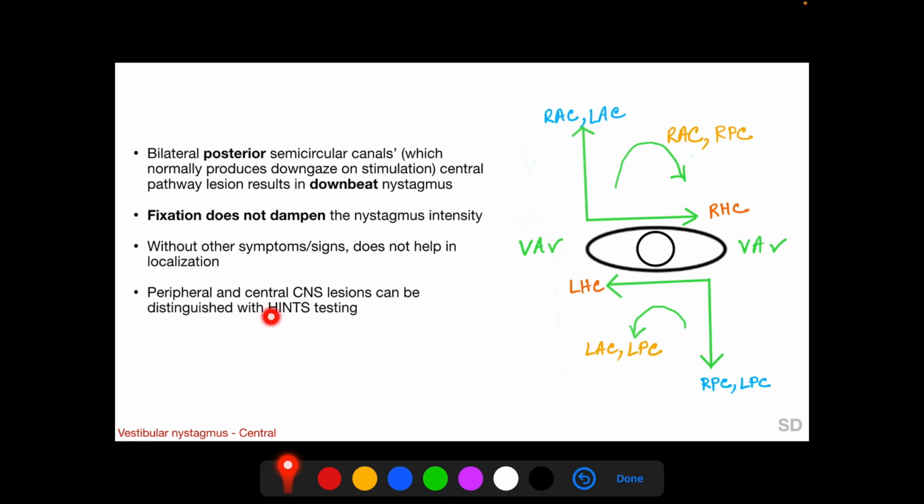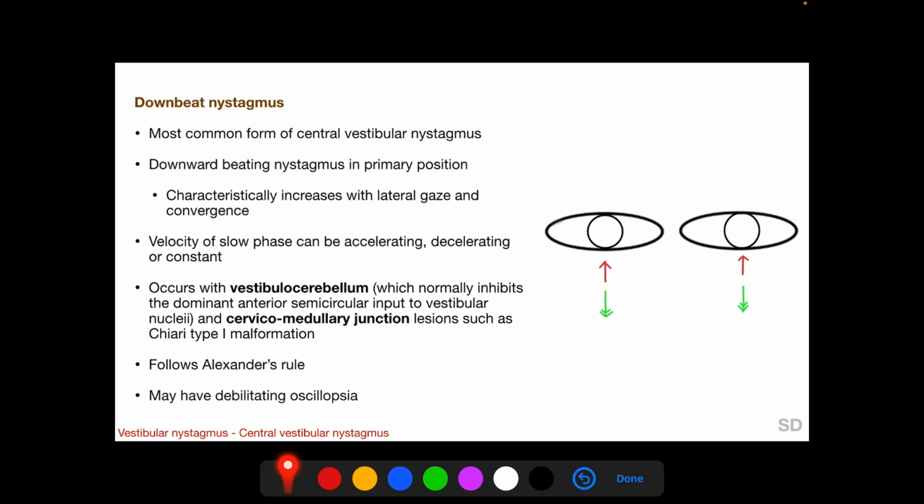HINTS testing, that is head impulse test, nystagmus testing, and presence of skew deviation, can help us to differentiate a peripheral lesion from a central CNS lesion in case of a patient having vestibular symptoms. Downbeat nystagmus is the most common form of central vestibular nystagmus, and we find the downward beating in the primary position, and it characteristically increases with lateral gaze and convergence. So this is in contrast to congenital nystagmus.